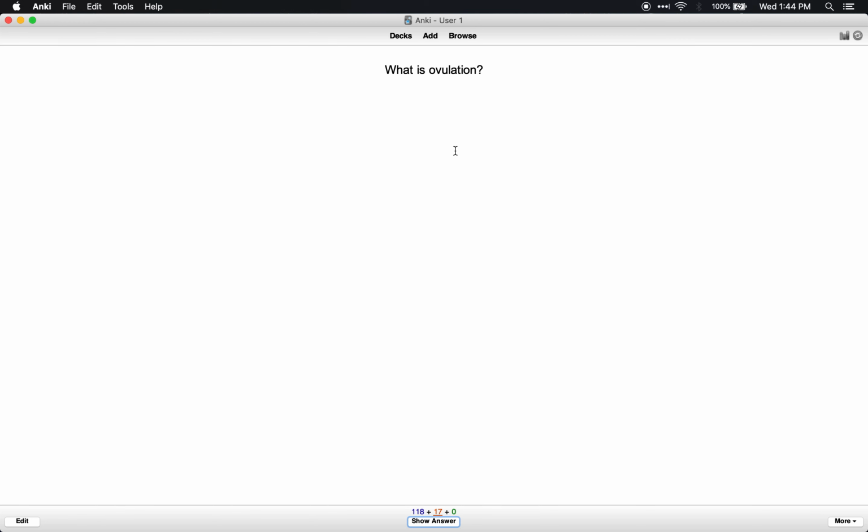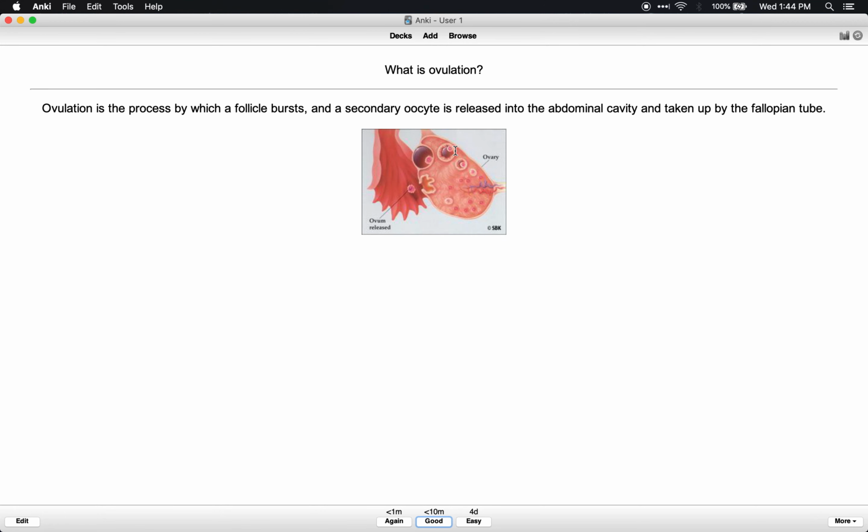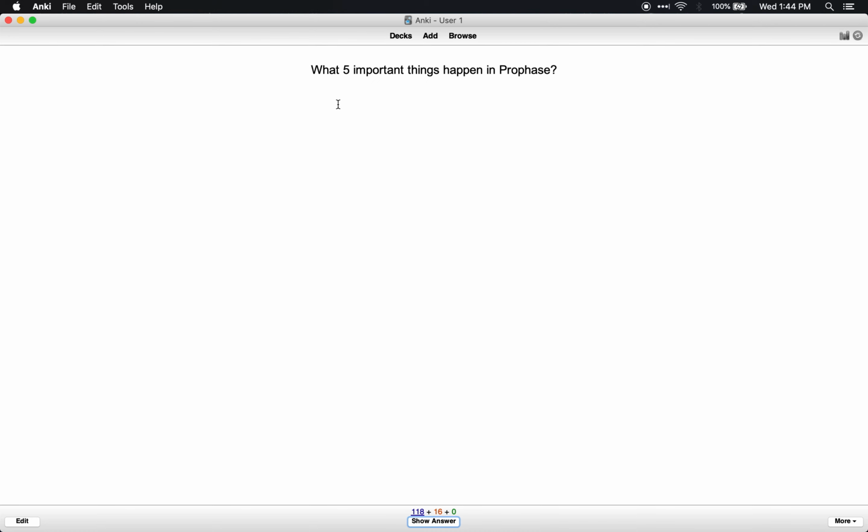Ovulation. Ovulation is when the follicle bursts and the secondary oocyte gets transported into the abdominal cavity and taken up by the fallopian tube. 5 important things happen in prophase.